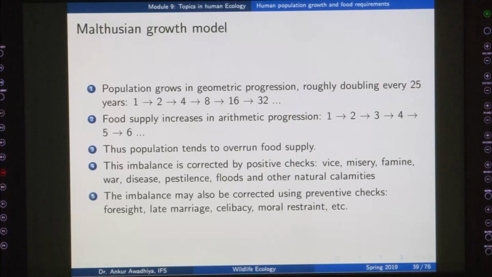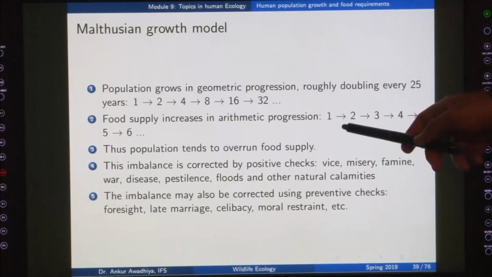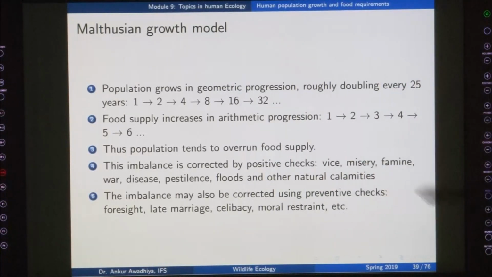But then Malthus said that these positive checks are not a good way of checking the population, because here we are talking about human beings and we do not want a situation of floods or famines or diseases or pestilence. So, he said that as human beings we have this other option, that we can correct this imbalance, the imbalance between the number of people and the food supply, using preventive checks. Now, preventive checks are foresight, late marriage, celibacy, moral restraint and so on.